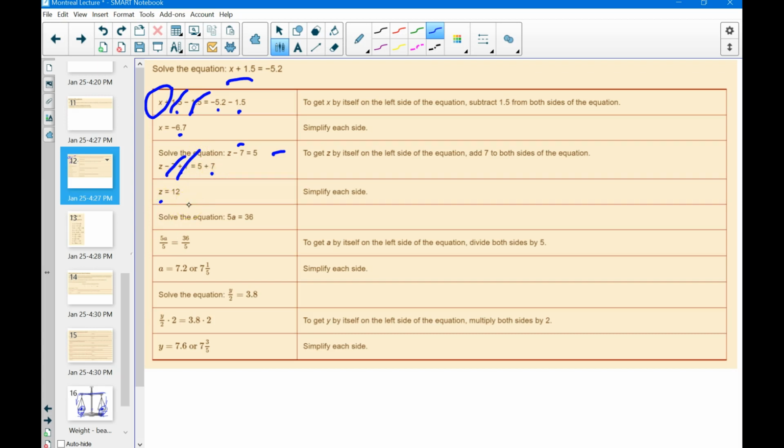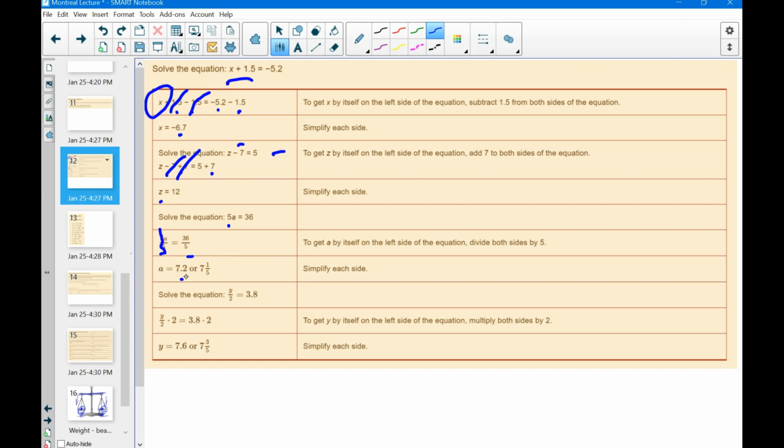See? No problem. Here we see we have multiplication, and the opposite or inverse of multiplication is division. So to get the a by itself this time, you have to divide by the coefficient of 5. 5a over 5 equals 36. And if I divide by 5 on this side, I also got to divide by 5 on that side. These 5s will go away, they'll cancel each other out. And I'm left with 36 divided by 5, which is 7.2.